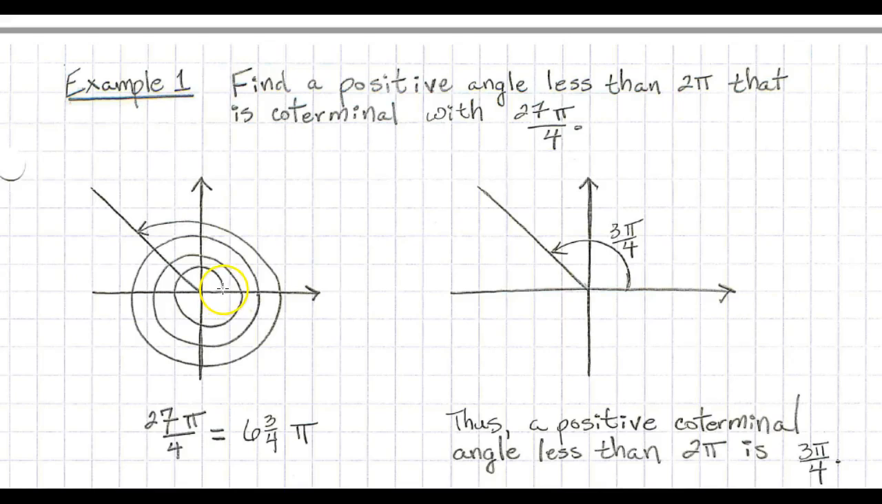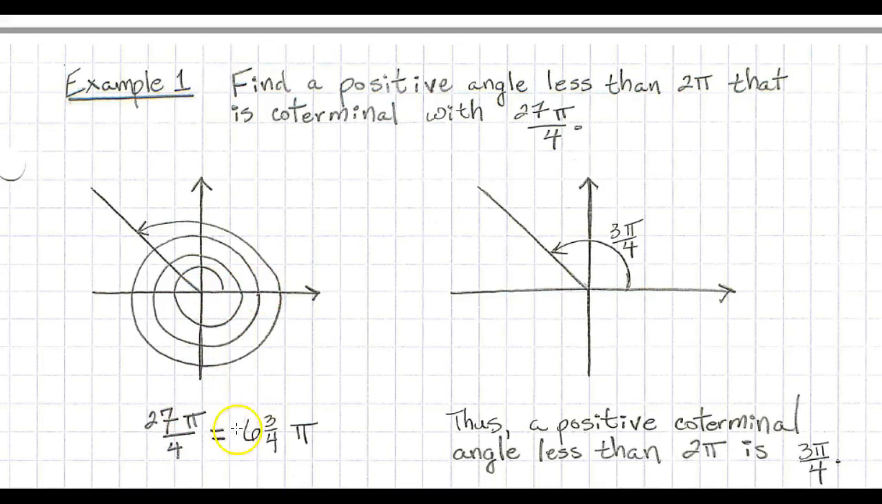So every time I go all the way around, that's 2 pi. Then I go another 2 pi, that gives me 4 pi. Then I go another 2 pi, that gives me 6 pi, and then I go 3/4 pi. Now remember, half a pi is 90 degrees, a full pi is 180 degrees, so if I go 3/4 pi, that's 3/4 of the way over. So this is what's called my terminal ray, the terminal part of my angle. The initial side is always the positive x-axis.